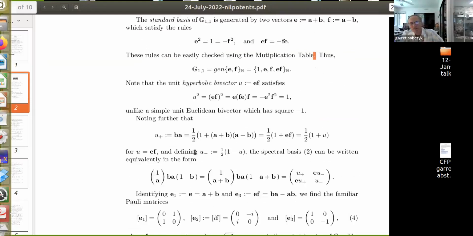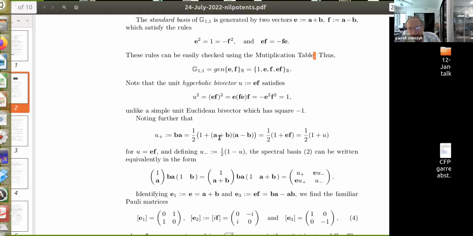Okay, well now you might look at this. It's pretty interesting. Look at U plus. I've defined that equal to BA, which we know is a nilpotent. But notice how I'm writing this. I'm using the identity 1/2 (1 plus A plus B) times (A minus B). Well, if you multiply that out, you'll find that that is equal to BA.